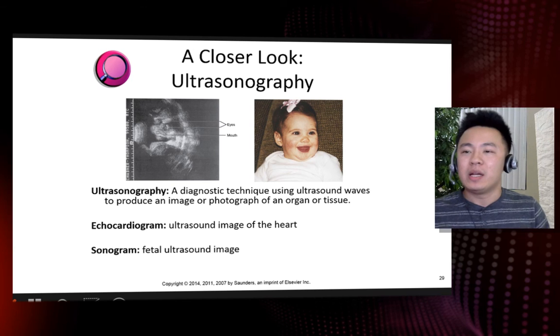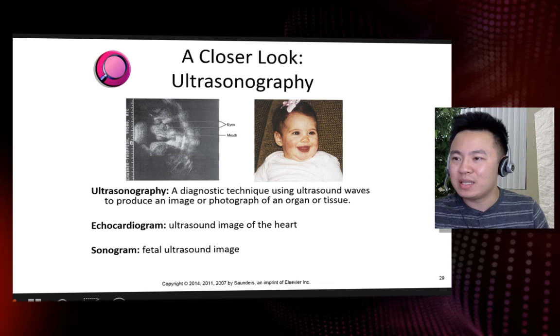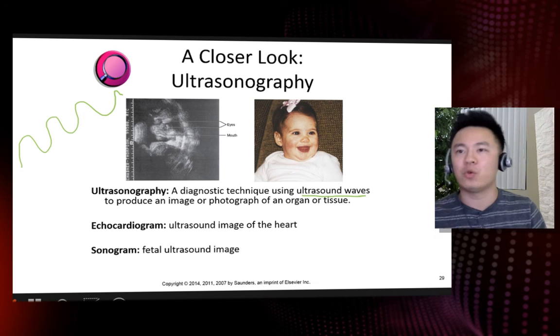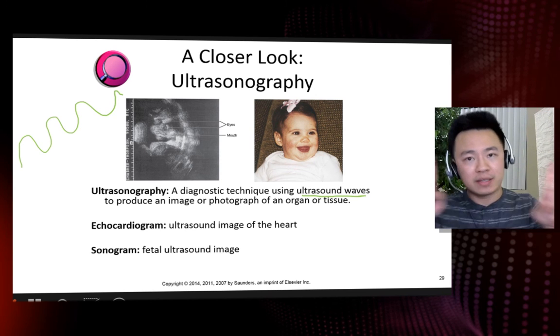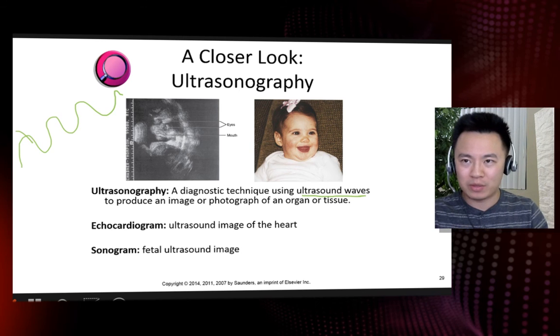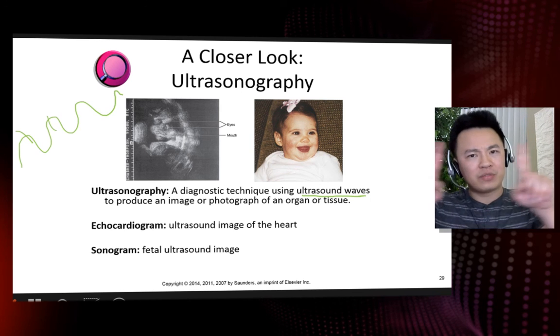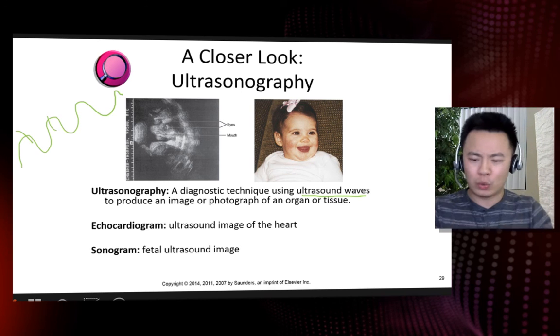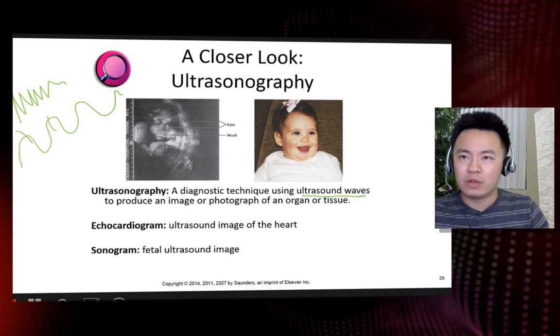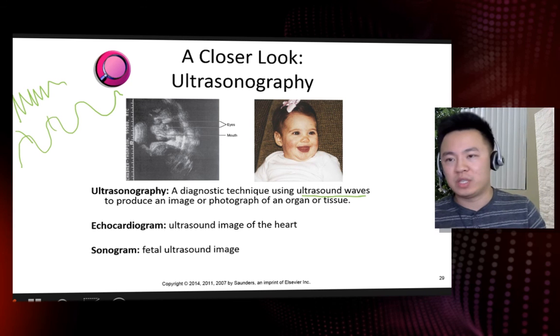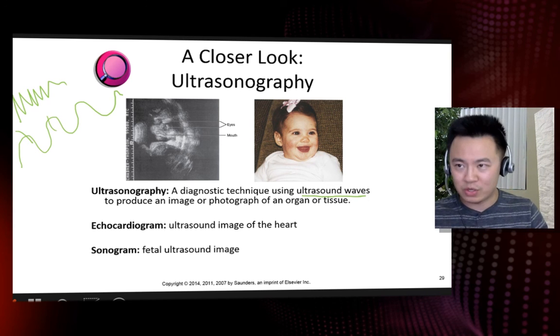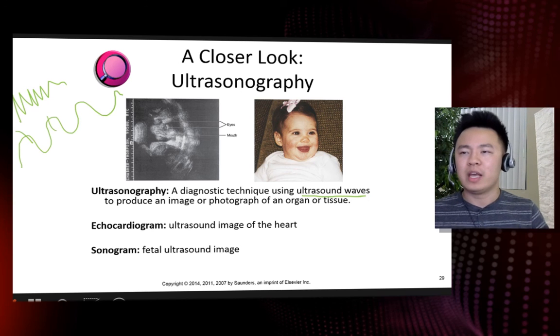Now here we have ultrasonography, which is a diagnostic technique using ultrasound waves to produce an image or photograph of an organ. Just to keep in mind here, light and sound are emitted in the form of a wave. As you can see that I'm drawing there on the image, they're emitted in the form of a wave. Each sound, each color of light has a different wavelength, and we'll talk more about this in the radiology and nuclear medicine chapter. They have a different wavelength, longer or shorter. And that will determine the characteristic of that wave. We can definitely use ultrasonography, which has really short wavelengths, in order to produce this image.